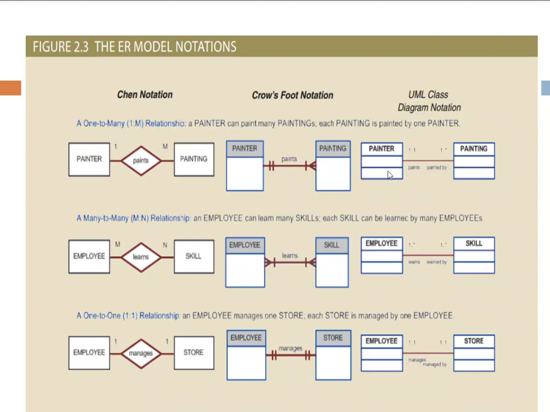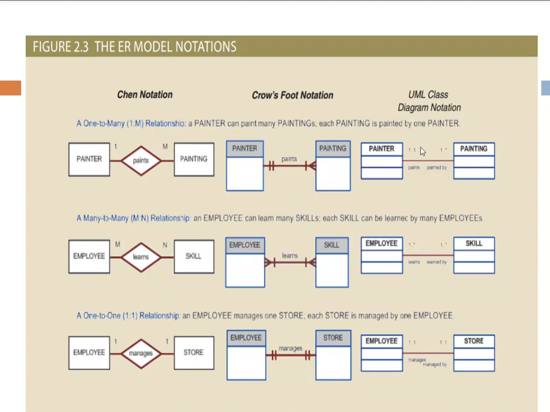We have 2 entities, painter and painting. Always remember the entity name should be in singular. When you write the entity name, make sure you do not add an s, like painters or paintings. It must be singular. That is the rule. Here you have 2 entities and their relationship is one to many. That is how they represent it using UML. UML stands for Unified Modeling Language.